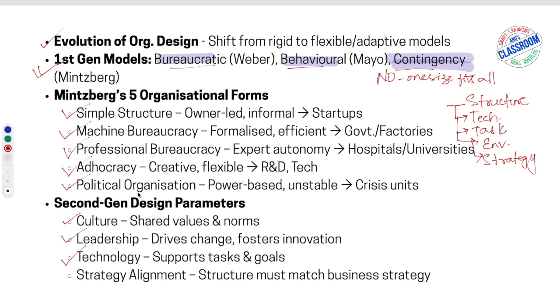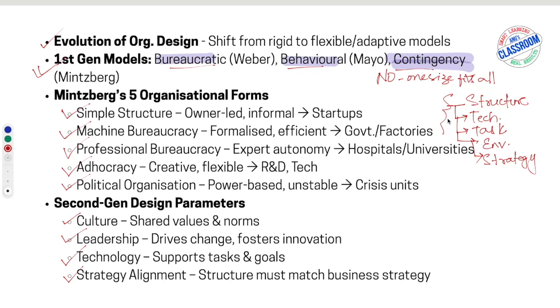Then the fourth point, the fourth parameter of second generation design, is strategy alignment. Like I said earlier, while we were talking about Mintzberg and the contingency theory, we were talking about this alignment of strategy, structure, technology, tasks, environment, all these things. So this is something that has flowed over from previous models. So this is a constant there. Okay, so there has to be alignment.